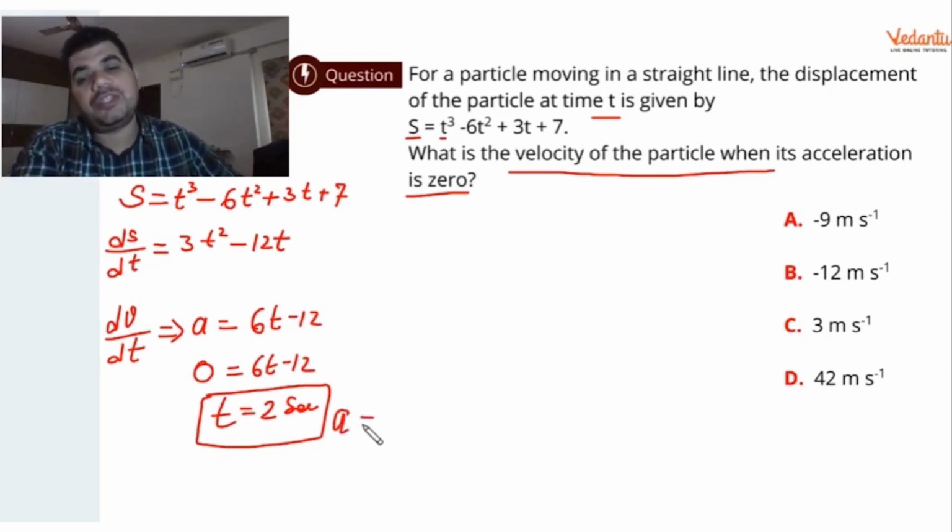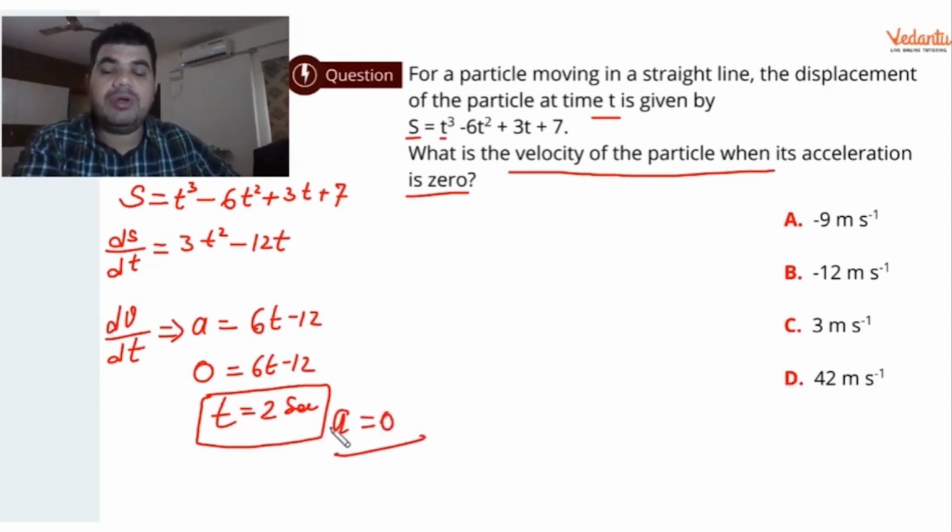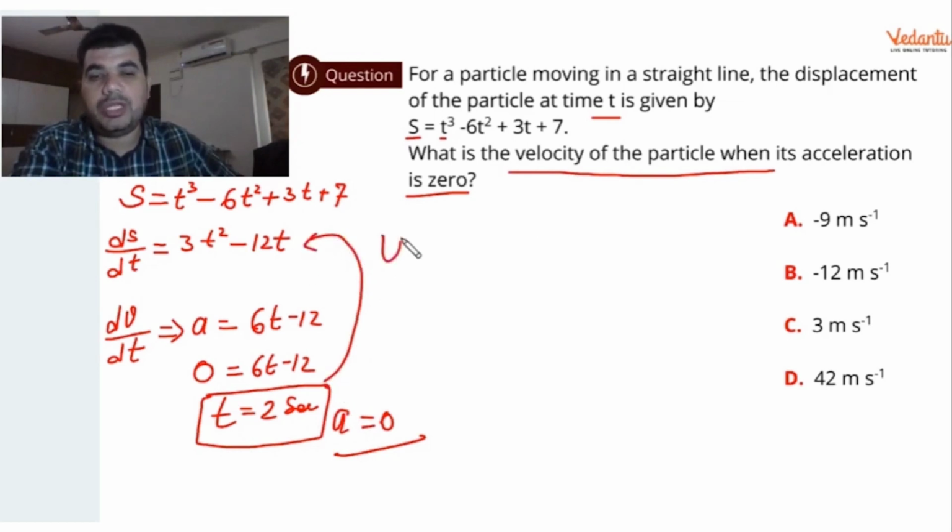Velocity, acceleration is 0. And what we have to find? We have to find the acceleration at t is equal to 2. So you have to find velocity. So just put velocity. So velocity is what? Velocity is 3t square minus 12t.